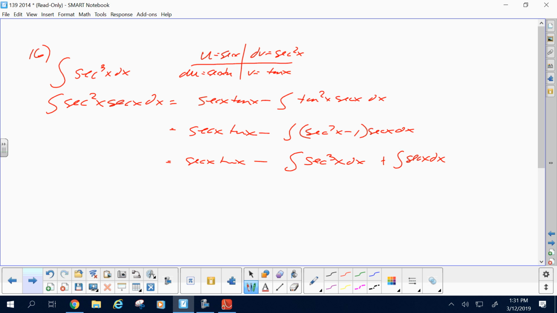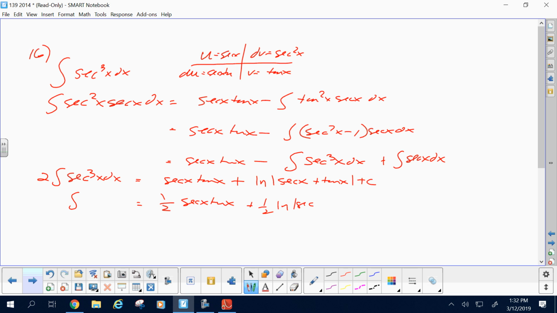Now the beauty of that is that with circular integration I can move that secant cubed over and get 2 secant cubed equal to secant tangent plus the antiderivative of secant, which is log of secant plus tangent. So the true answer would be 1/2 secant tangent plus 1/2 log of secant plus tangent. Are we cool? Okay. 19.